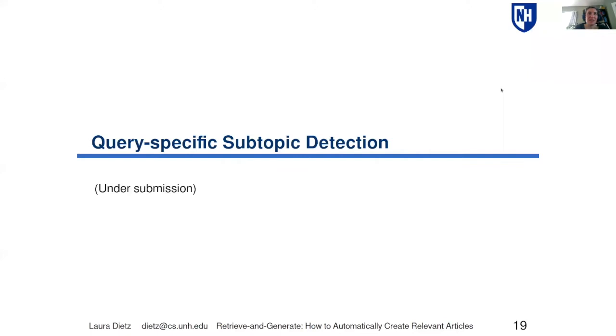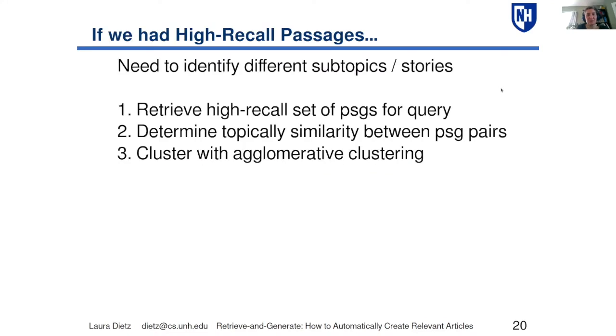Instead, I want to operate under the assumption: what if we had a high recall set of passages? If we knew all passages that would be relevant and should go on this article, we'll want to work on how we can identify these different subtopics. So a very obvious approach is, well, first retrieve the passages that are relevant for the query, then determine topical similarity between passage pairs. Once we have this topical similarity, we can just use agglomerative clustering and get a nice grouping of these subtopics out of it.